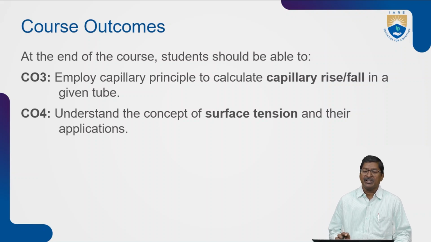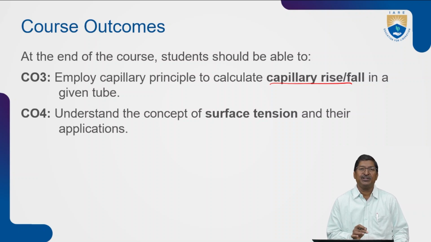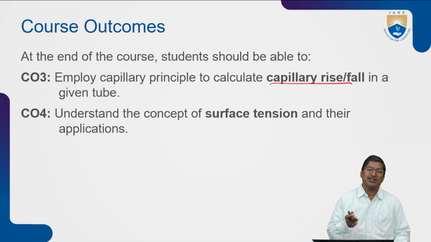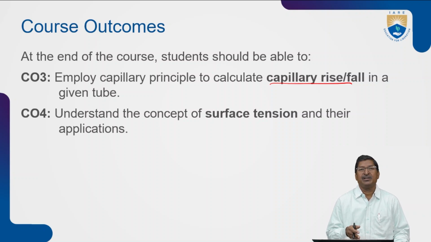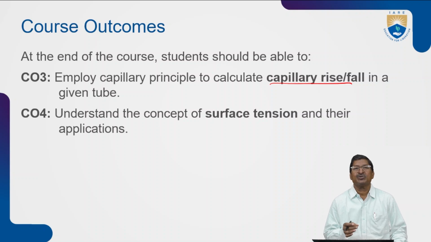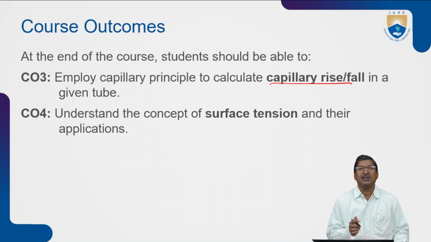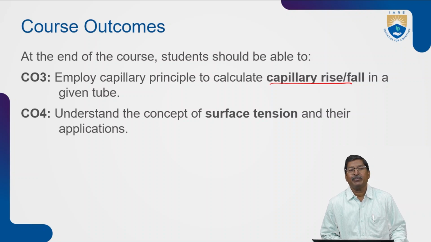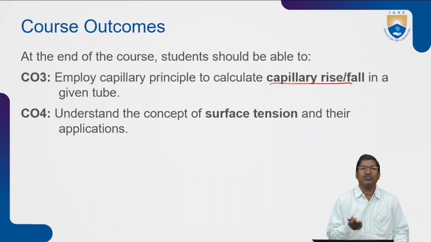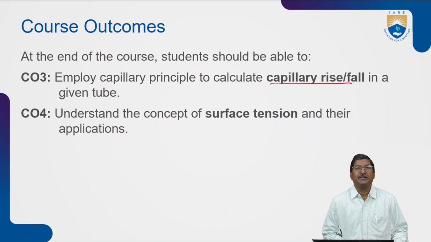Then course outcome 3 is the capillary rise or fall. That means if you insert a small diameter pipe in a fluid, the fluid will rise in the small diameter pipe, or sometimes some fluids will fall. That means the level will fall inside the small tube. That property is called capillary rise if it goes up, and capillary fall if it goes down below the top level of the fluid. That is course outcome 3.